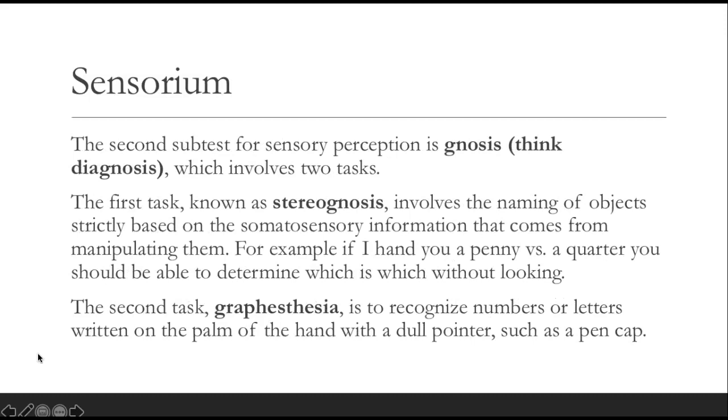The second is gnosis, think like diagnosis, which involves two tasks. The first is stereognosis, which basically involves being able to understand what you're holding, identifying objects by their touch. For example, if I hand you a penny versus a quarter, you should be able to determine that one is a penny, one is a quarter, because we're all pretty familiar with them, maybe by the size, the different textures, the roughness of the edges of the two different coins. The second is graphesthesia, and it's the ability to recognize numbers or letters that are written on the palm of your hand with something like a pen cap. And so those are two different types of testing the senses that you can do in this test.